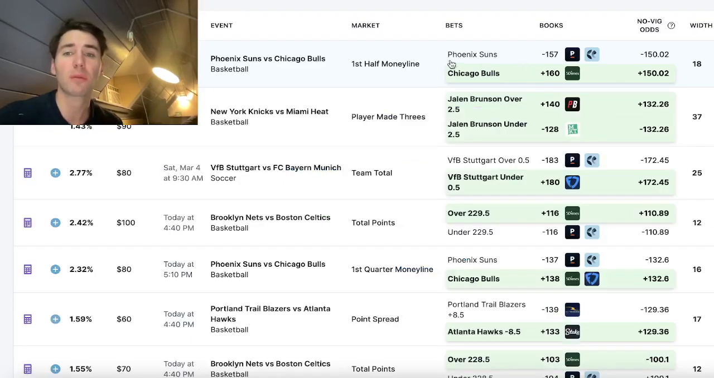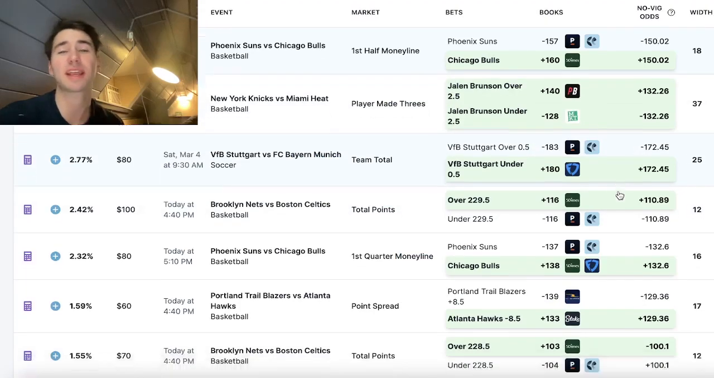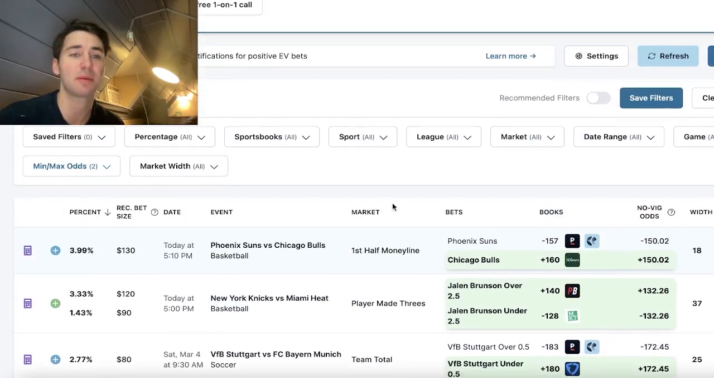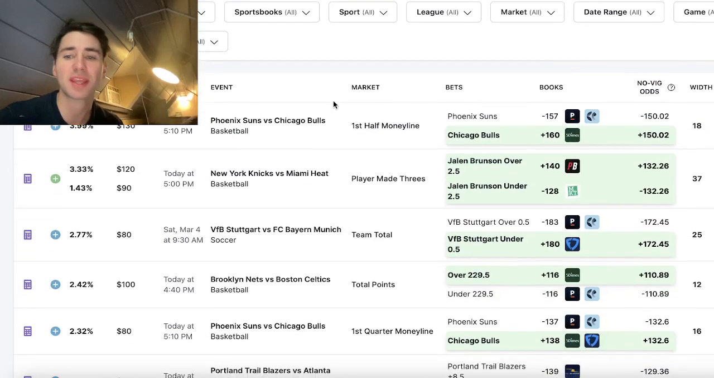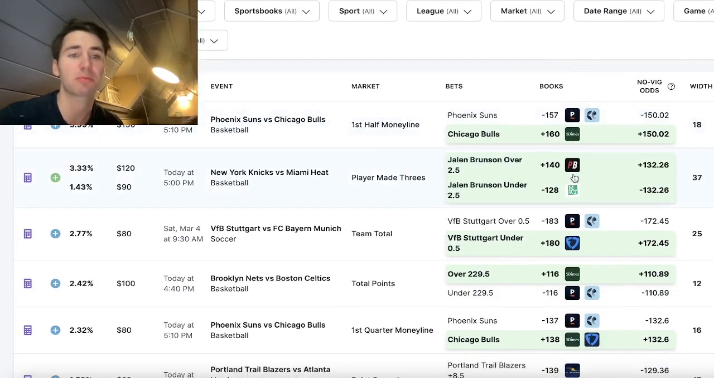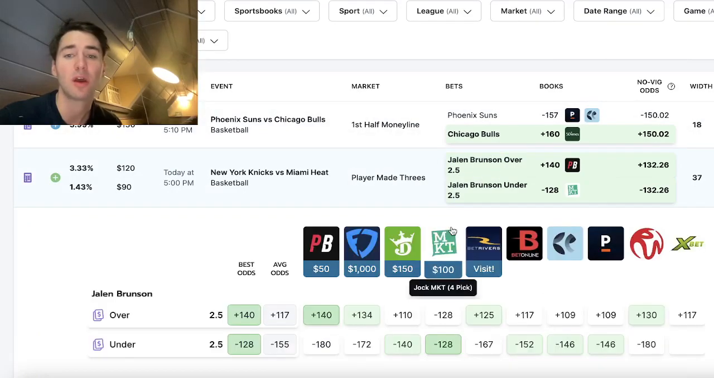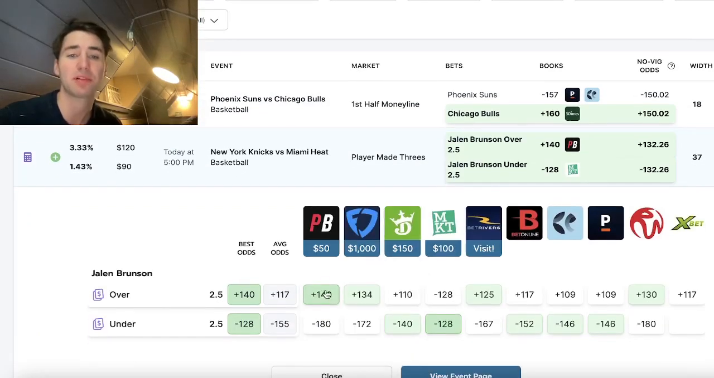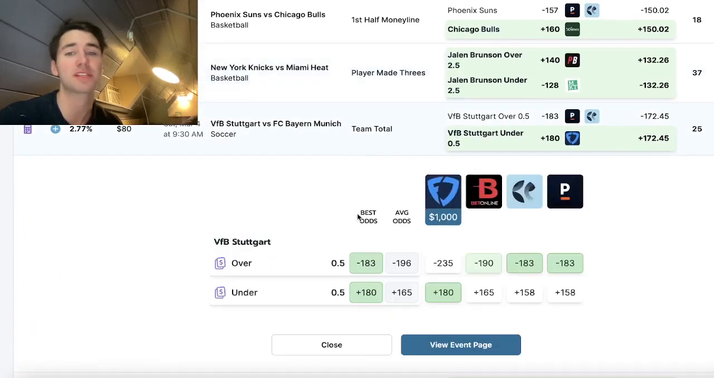So the more books you have, the more books that can screw up. You can see some of the most profitable plays. OddsJam sorts the highest profit margin plays first, so this Bulls play is the most profitable, but we can continue to go through. The next most profitable play is Jalen Brunson, over 2.5 made threes at plus 140 on PointsBet. Look at Pinnacle, all the way down at plus 109, right? Then we have a soccer play.